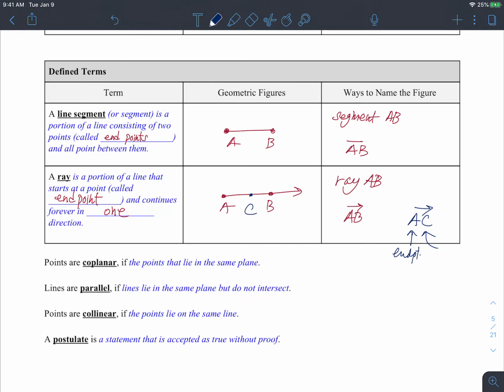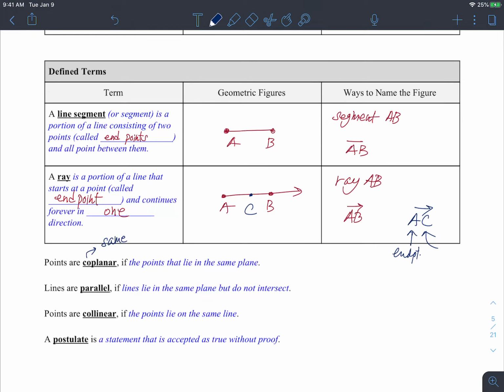This is written out for you guys, but here we go. Points are coplanar if the points lie on the same plane. If I could offer you a quick definition, the word CO, COM, COL, right? Con, com, co, col, right? It's all the same word. We change the spelling a little bit so we could pronounce it a little bit better. It just means the same.